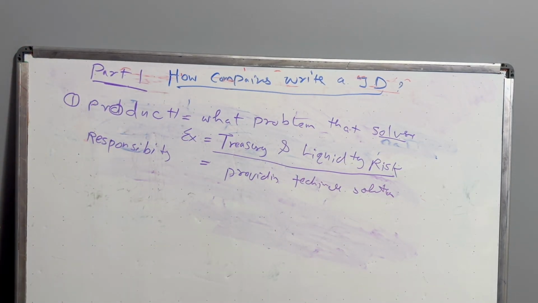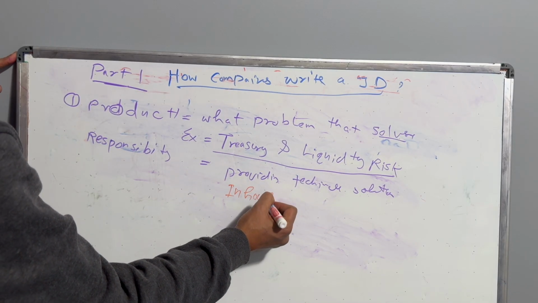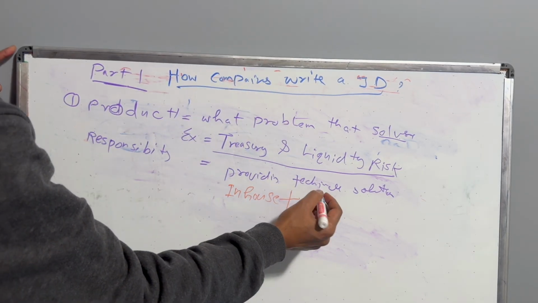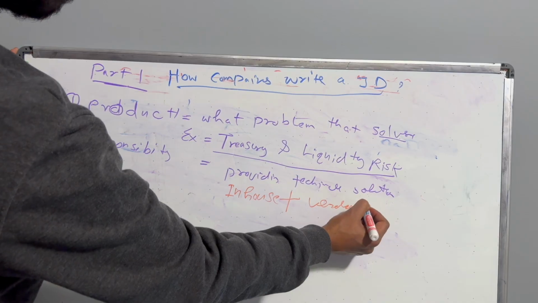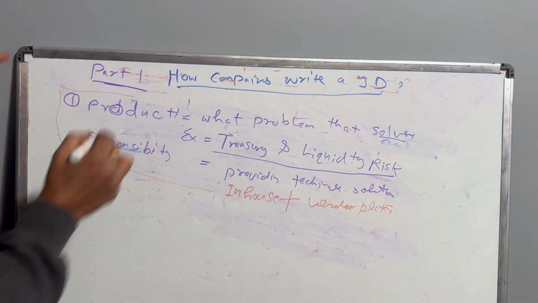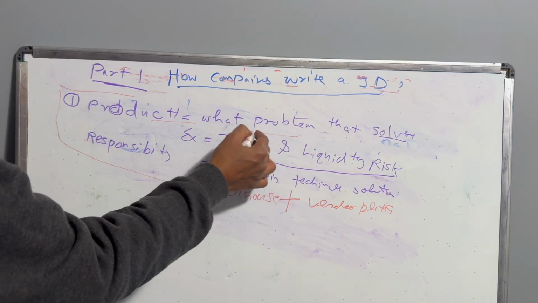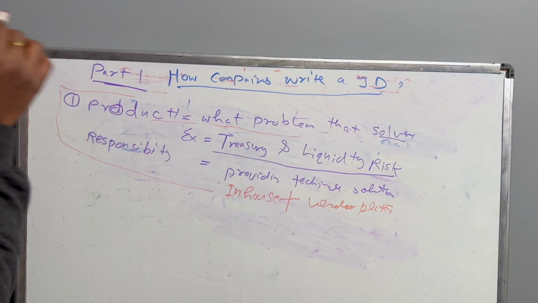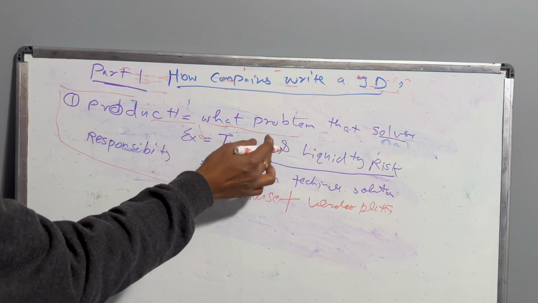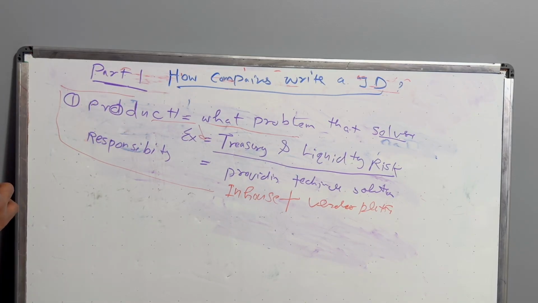The technical solution can be internal, in-house, or on a vendor platform. So the beginning of your job description tells you the product, the problem the company is solving, which team, treasury, what knowledge you should have, treasury and liquidity risk, and what the responsibilities are.